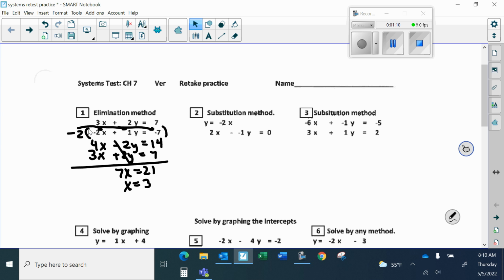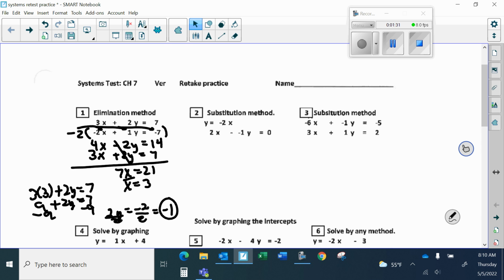Okay, so now I plug that back into one of the equations. I'll just use the top equation. So I have 3 times 3 plus 2y equals 7. 9 plus 2y equals 7. Subtract the 9 across. I get 2y equals -2. Last step, divide by 2, and I get -1. So the point will be 3, comma, -1 is where those two lines intersect. Remember, these are two lines. We're finding the point of intersection when we're doing elimination method, substitution method, or graphing method.